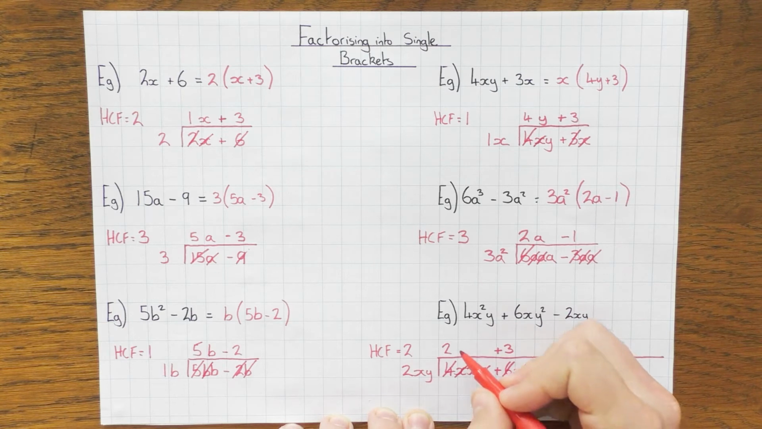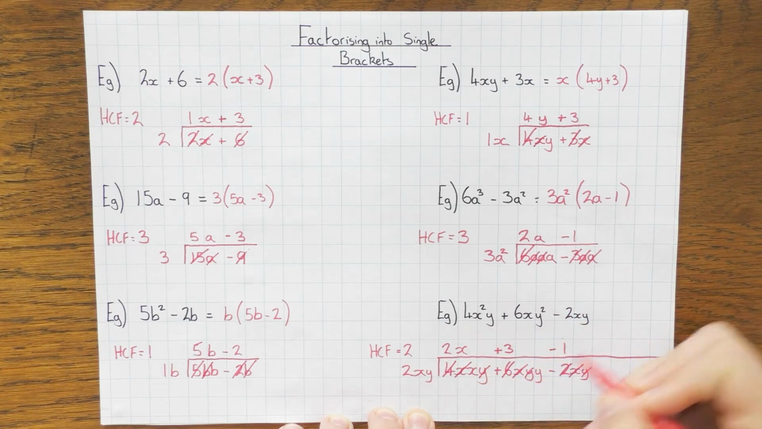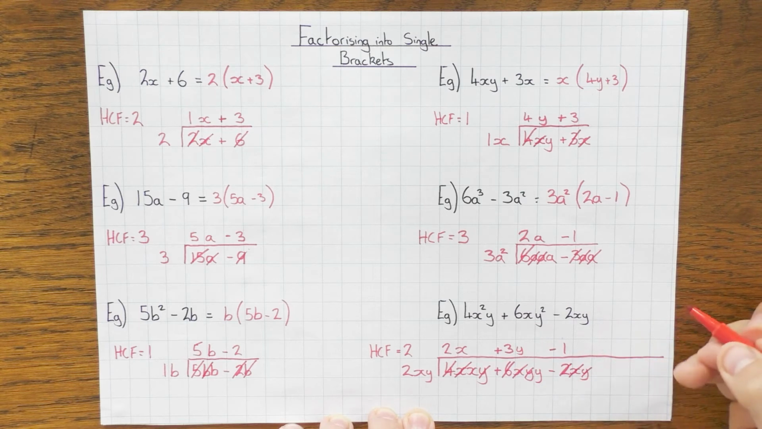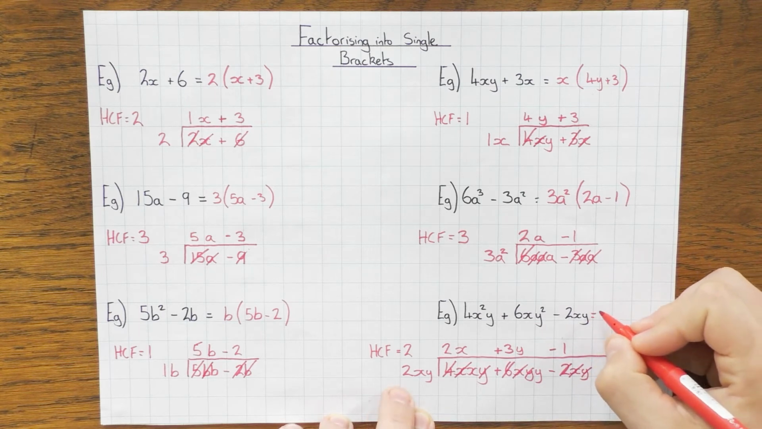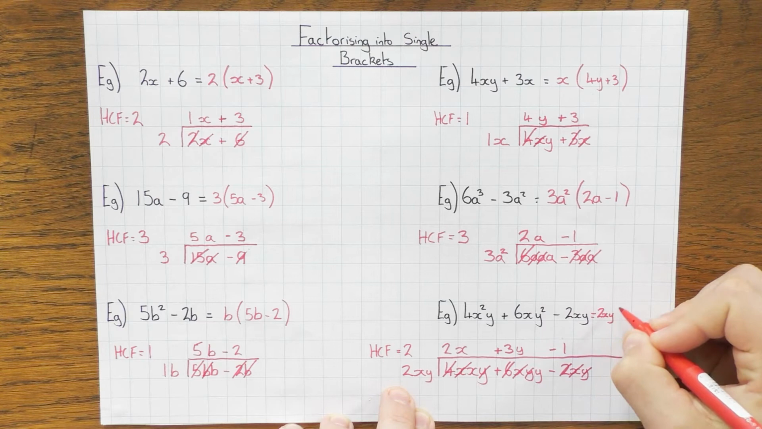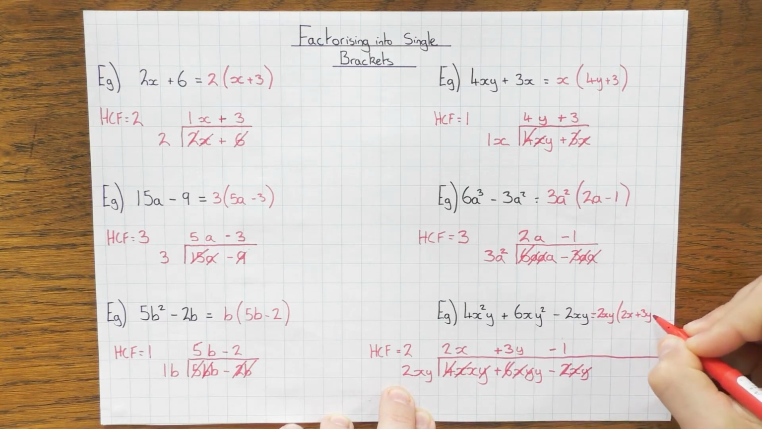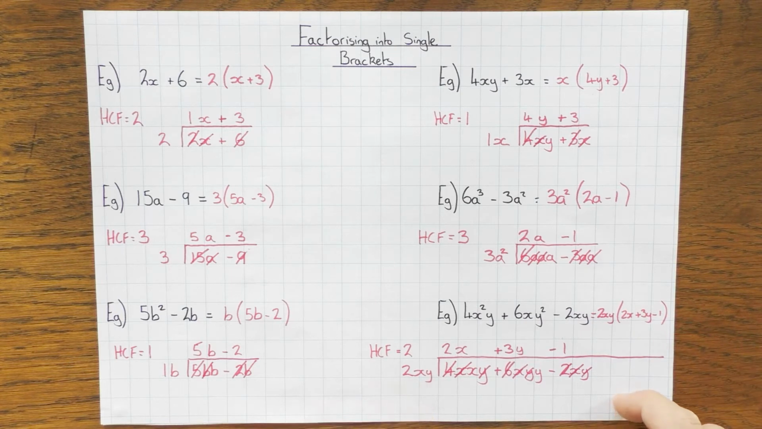So I'll just see what I'm left with. Well, I'm left with that x, I'm left with the y, and nothing is left there. So my final answer will be 2xy on the outside, and then 2x plus 3y minus 1 in brackets. And quite a complicated, horrible looking one there, but actually not too bad when you use the grid.